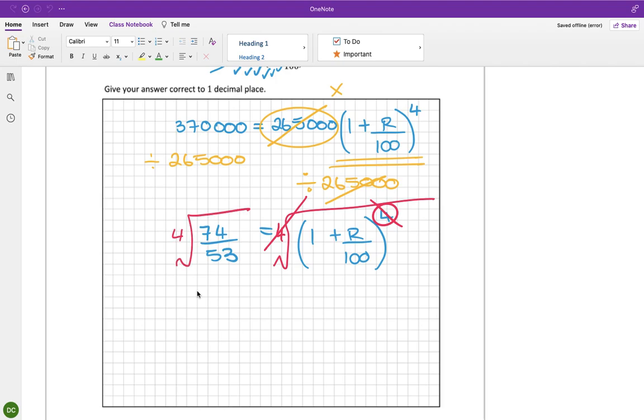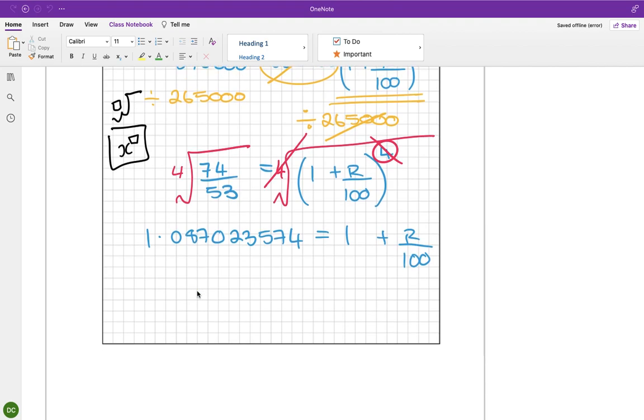So there's a button on your calculator. Over this button, there is that one. So it's that button. You have to shift to get the button. Put in your 4 and put in your 74 over 53. And we get a big long number, which we have to keep for now. So 1.087023574 equals 1 plus r over 100.